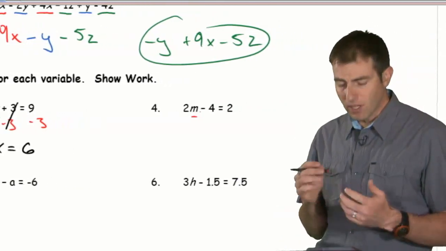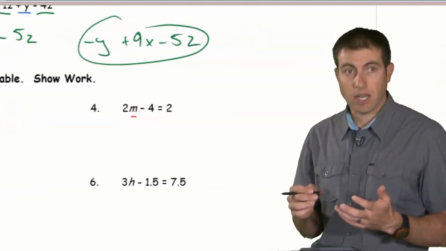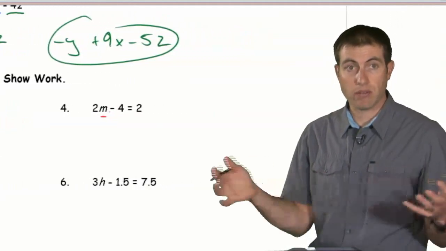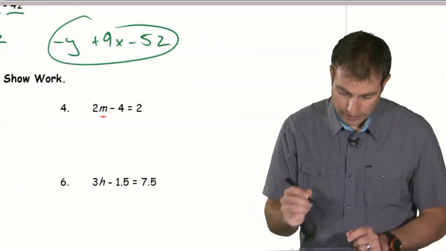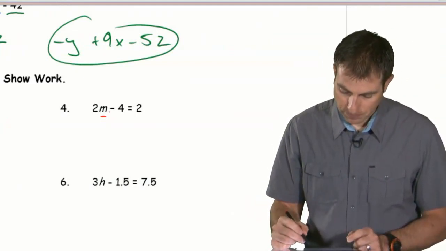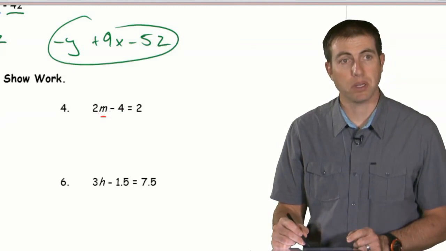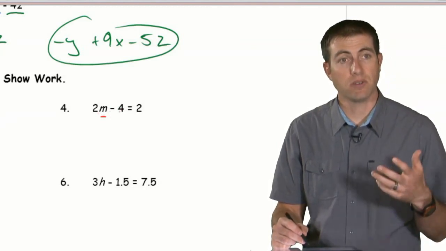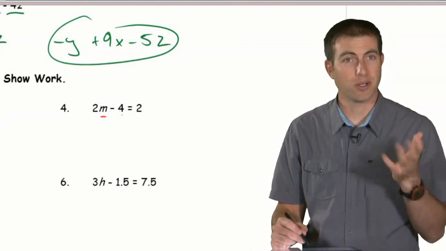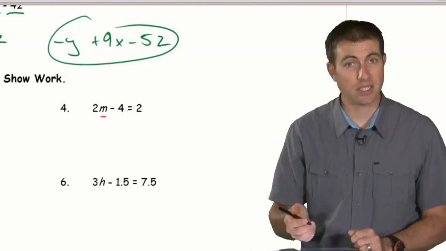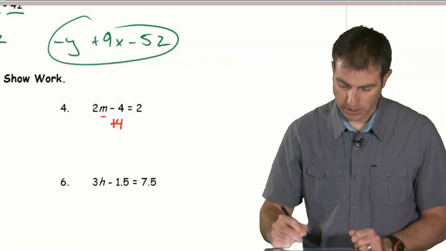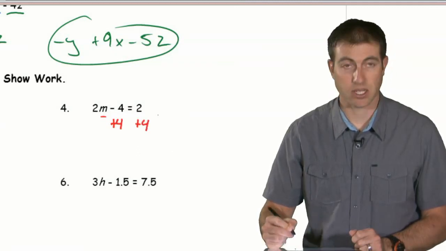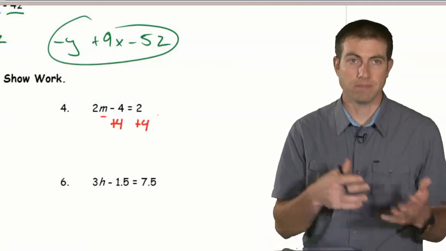And in order to get m by itself, I'm going to have to move everything away from the m. It's going to be a two-step problem. So it'll be the same first step as the last question. I have 2m minus 4. The opposite of subtracting 4 is adding 4. So if I add 4 to one side, I have to add 4 to the other side of the equal sign. If I do it to one, I have to do the other.